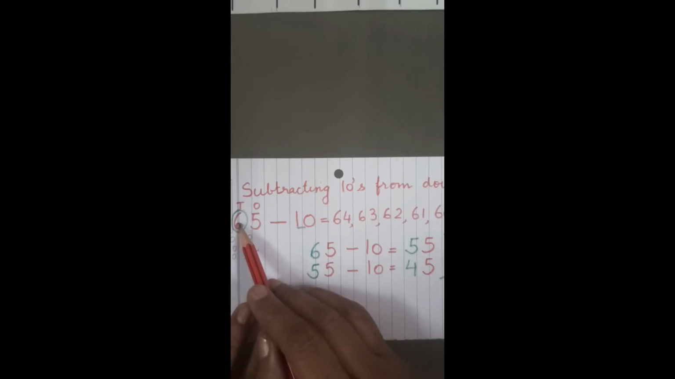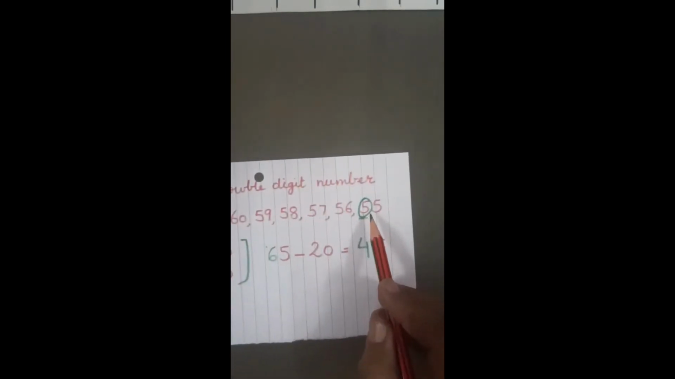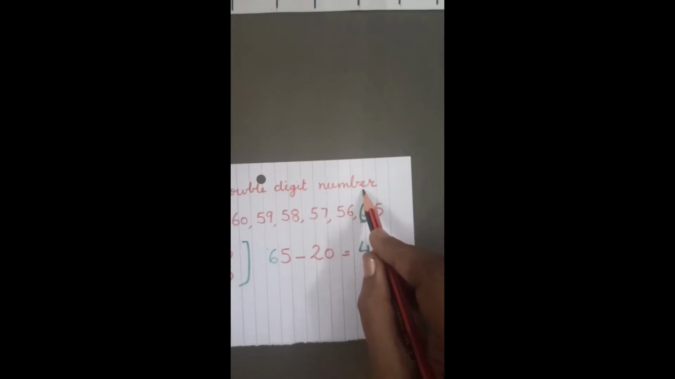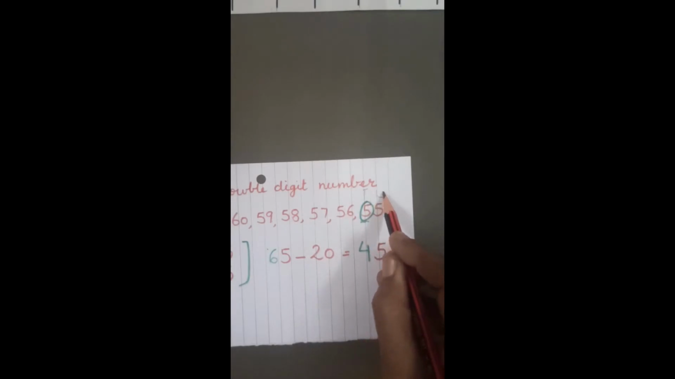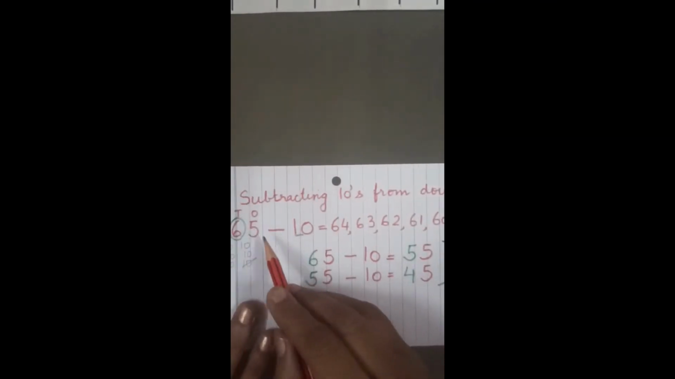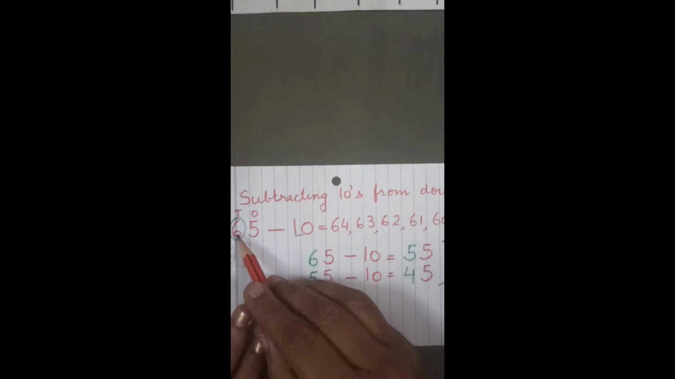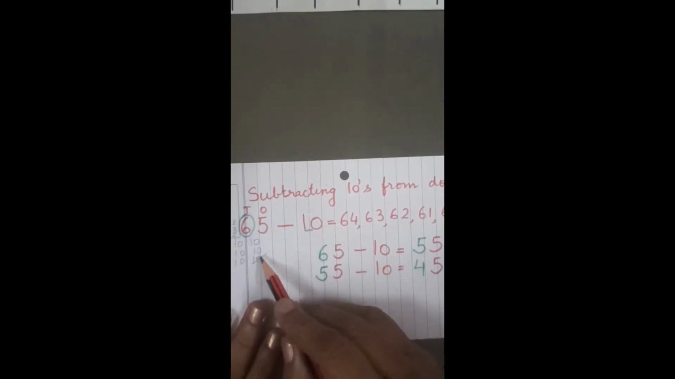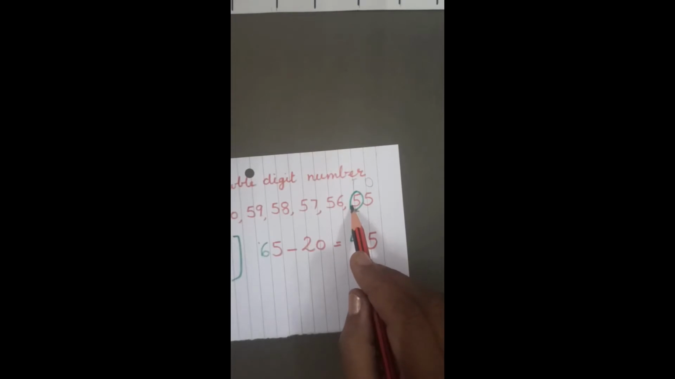So what did we understand? That when we subtracted 10 from a double digit number, the digit at the tens place decreases by 1. That means 6 tens will become 5 tens. So this is tens. But remember, there is no change in the digit that is written in the ones place value, because we have not subtracted anything from ones. What have we done? We have subtracted 10 from tens. So 6 tens, we have removed one bundle of 10 and that makes it 55.